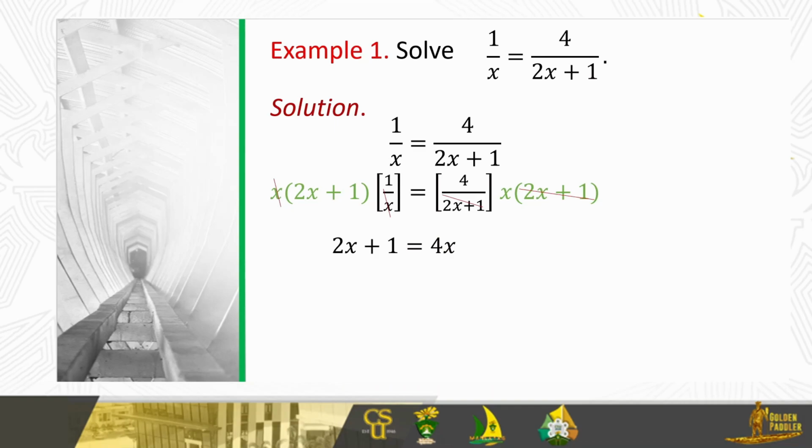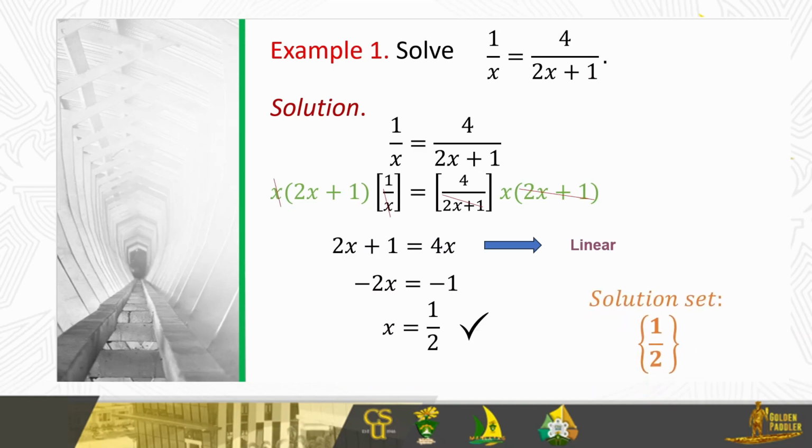Then the left-hand side becomes 2x plus 1 and the right-hand side becomes 4x. And this equation here is linear. Solving this linear equation, we get the value x equal to 1/2. And notice that upon checking this value, when x is substituted to every denominator, the denominator is not 0. Therefore, the solution set is the set containing 1/2.